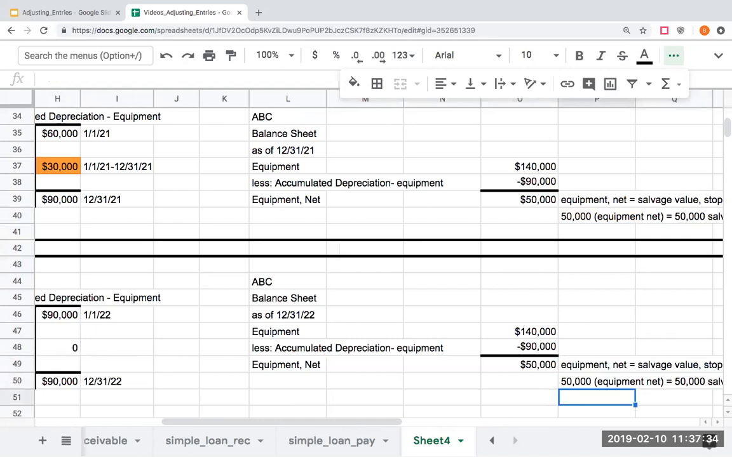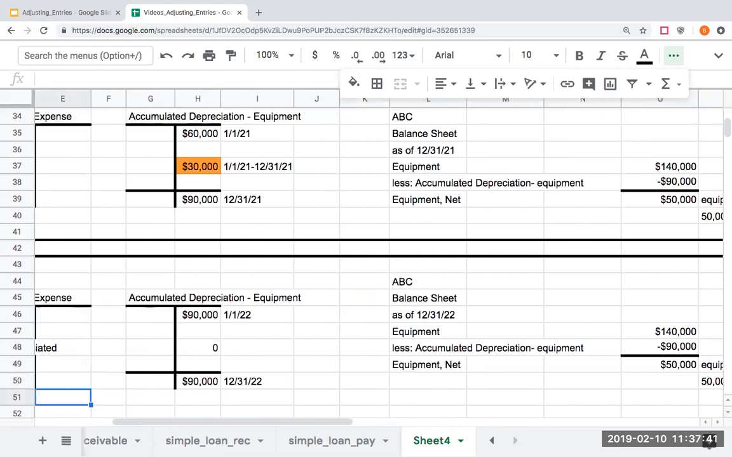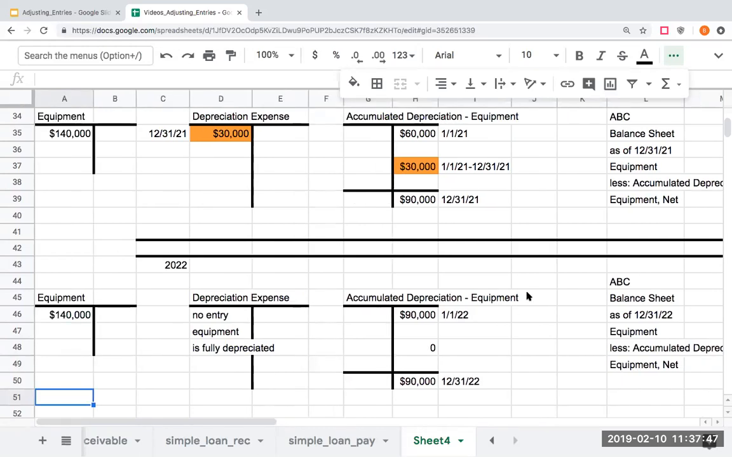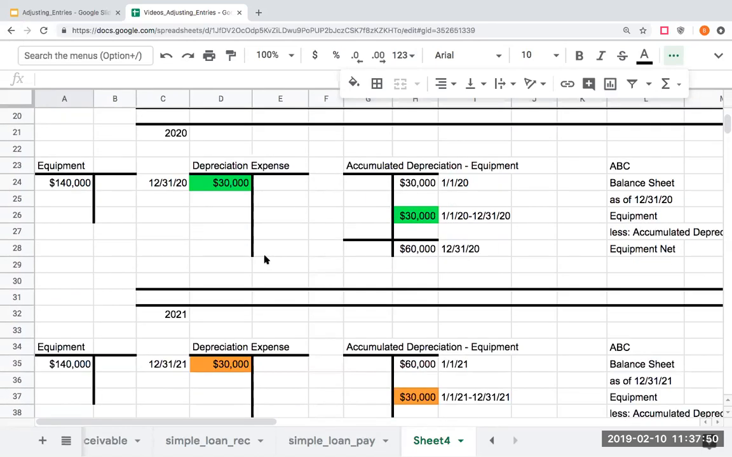Now, a lot of you might be saying, Tchaikovsky, you're crazy because what if the salvage value changes? What if the estimated useful life changes? I have a video for that. But that is all for this video for today. Remember, this is with equipment.